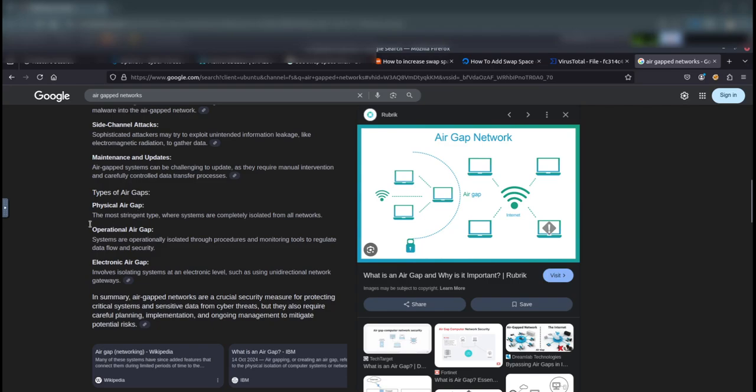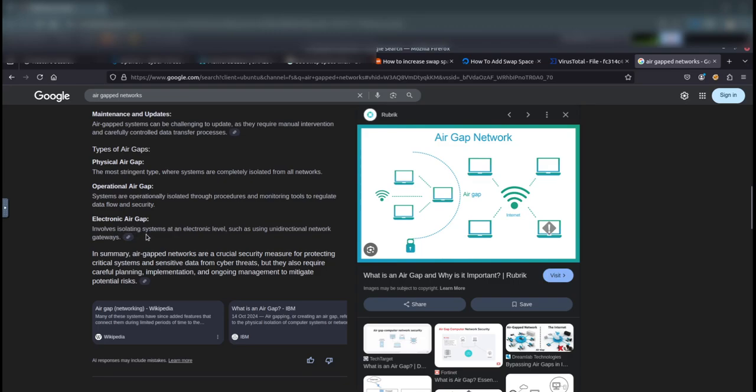The physical air gap, the most secure type, where systems are completely isolated from all networks. Operational air gap, where systems are operationally isolated, with procedures and monitoring tools to regulate data flow and security. Electronic air gap involves isolating systems at an electronic level, such as unidirectional network gateways.